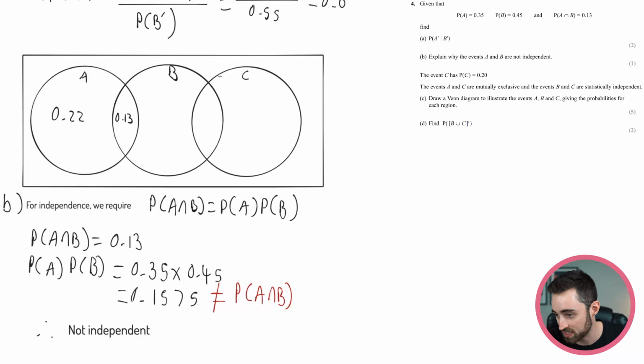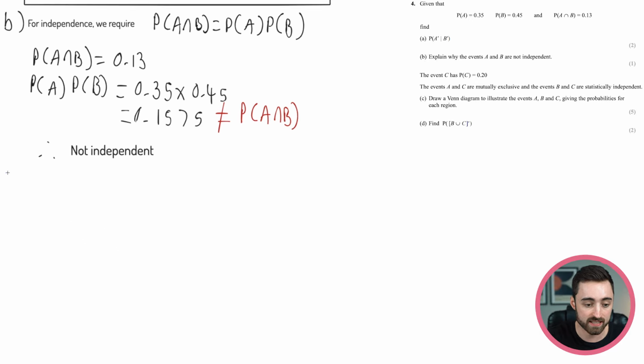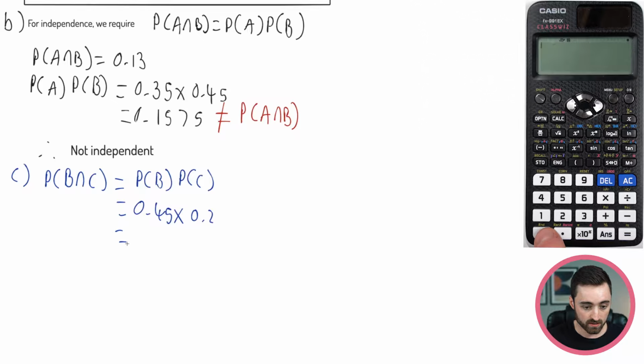Now, we do have a piece of information. B and C are statistically independent. So what that means is that the probability of B and C is the same as the probability of B multiplied by the probability of C. So I can write this out. It's 0.45 times 0.2. Straight to the calculator to get me 0.09.